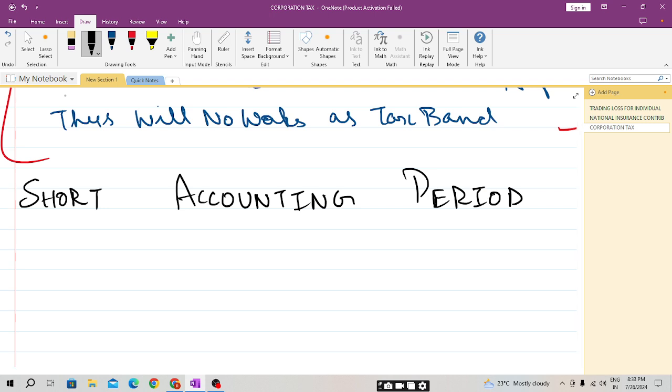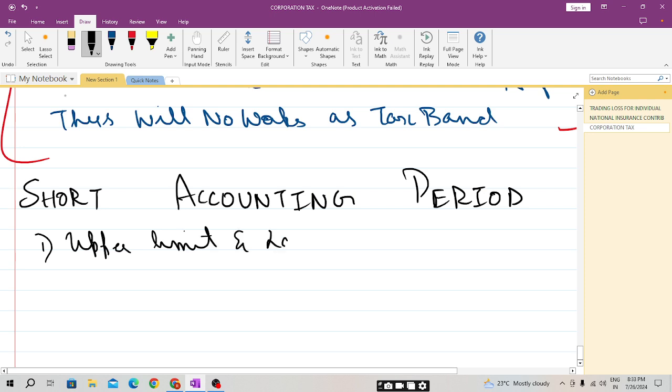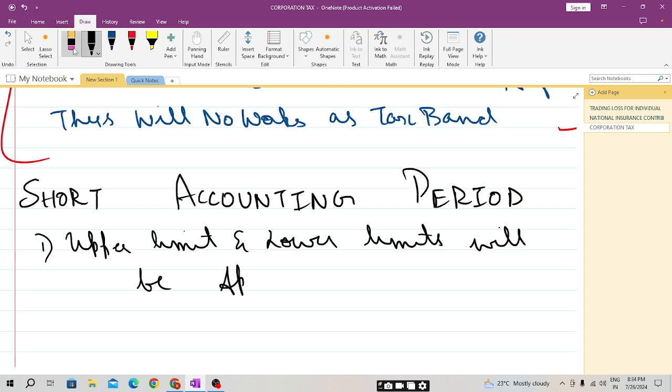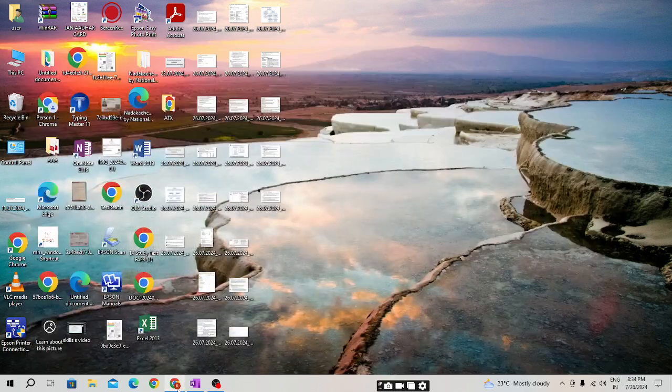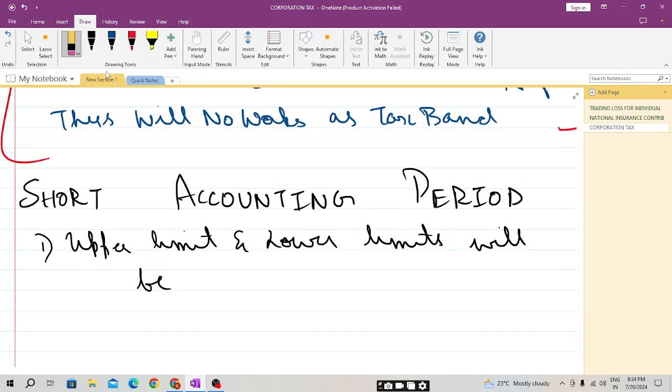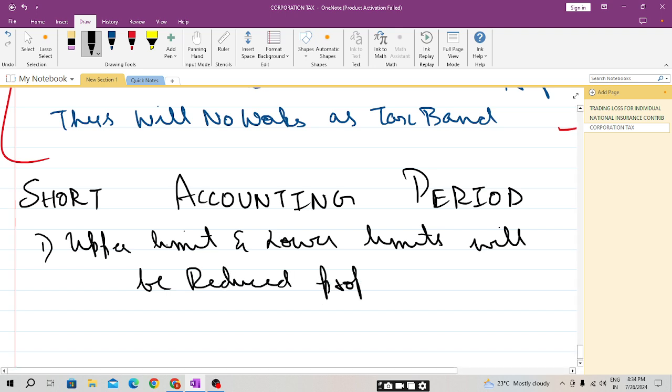Then the short accounting period, in this case, the upper limit and lower limit will be apportioned or reduced. Upper limit and lower limit will be reduced proportionately. I hope this is clear.